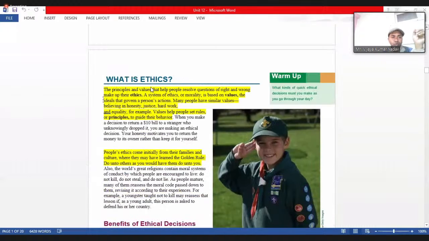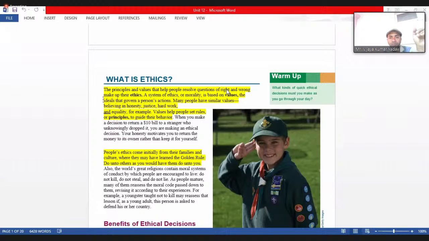See, so here, what is ethics? The principles and values that help people resolve questions of right and wrong. So what is right, what is wrong? If you are able to solve these questions of right and wrong, it means you have ethics. So you have the ethical values. You have the questions of right and wrong, and if you are able to solve those questions, it means you have ethics.